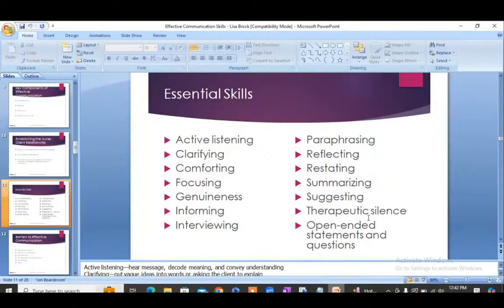We can also talk about active listening. Active listening means paying full attention to patients' words and feelings to understand their needs and concerns. We can also talk about empathy and clear communication, respect and trust building as well. Those things we have already discussed, and these are the definitions about clarifying, comforting, focusing, genuineness, informing, reflecting, restating, paraphrasing, everything that we have discussed. If you want to ask any question regarding anything, you can ask me. I will explain again.